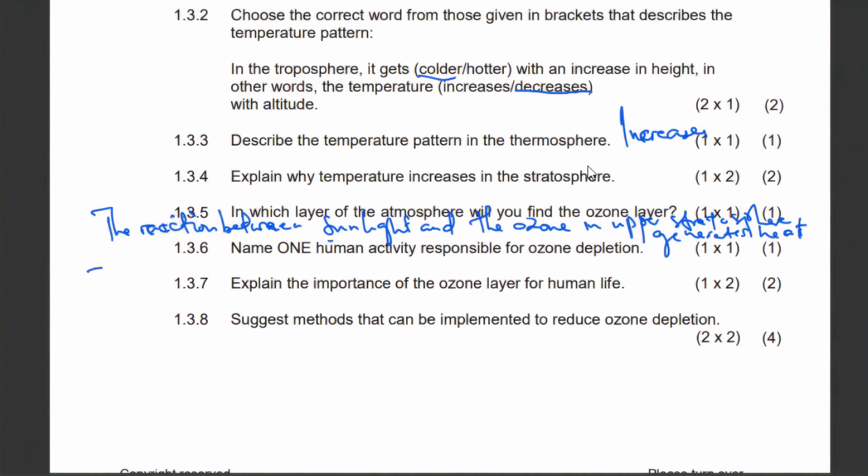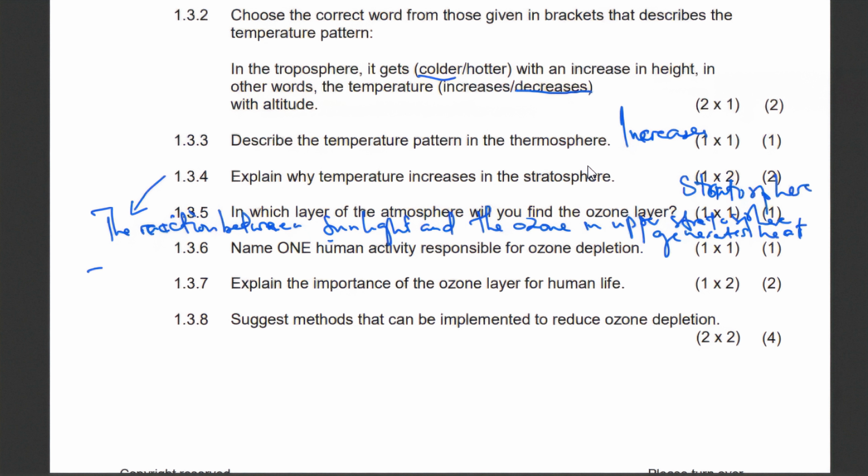Then the next question, we're answering number 1.3. Then 1.5, it says, in which layer of the atmosphere will we find the ozone layer? I think that is clear. We find it in the stratosphere. That is where we find our ozone layer.